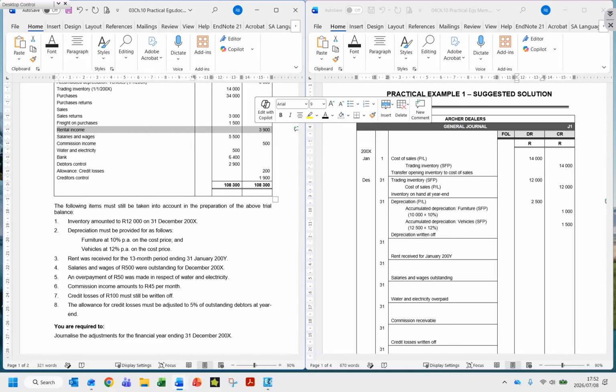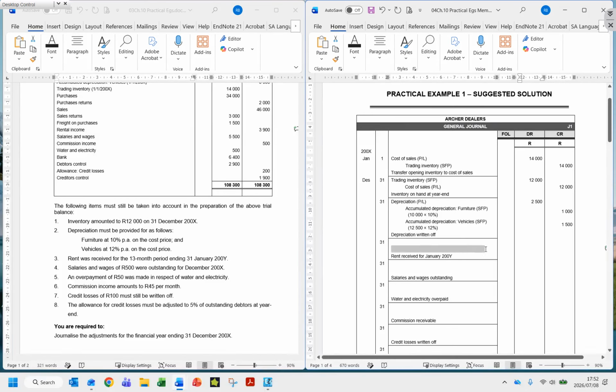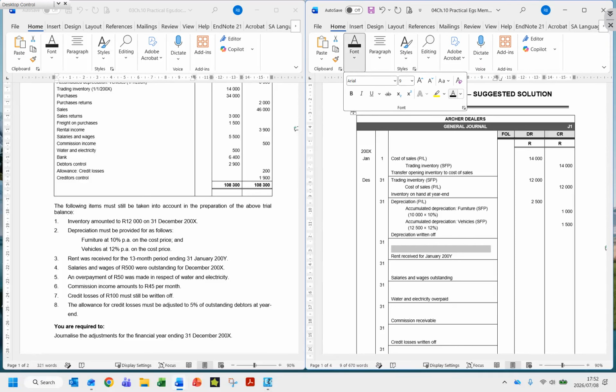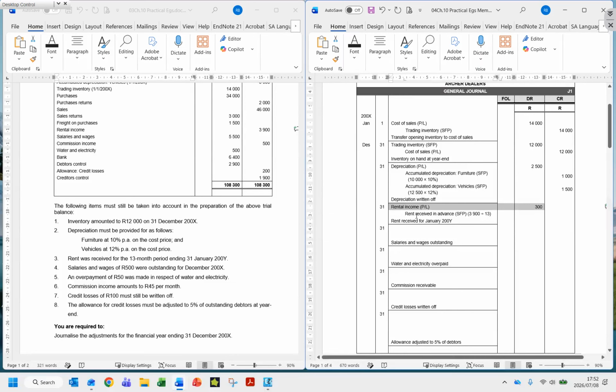In order to calculate that, we take the 3,900 Rand divided by 13, which gives us 300 Rand per month. So we then reduce our income account with that 300 Rand, and we take it to a rent received in advance account. So in order to know what you call this new account, you must ask yourself, what is this all about? It's about rent received. What happened with this rent? It was received in advance.